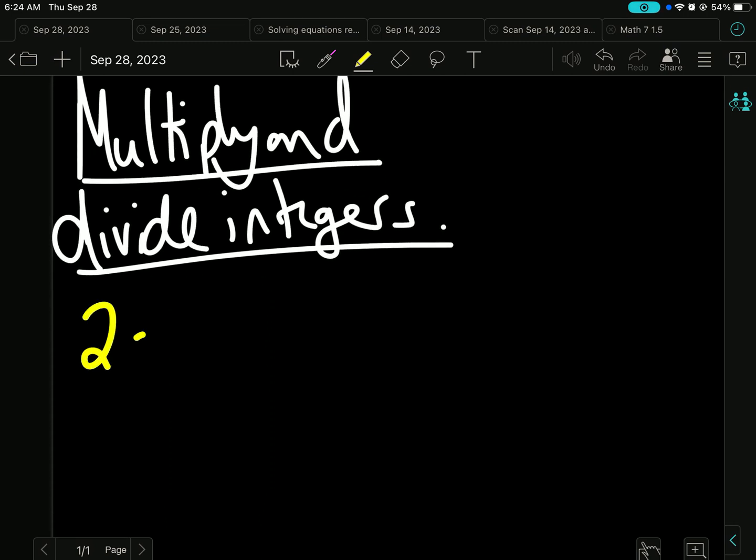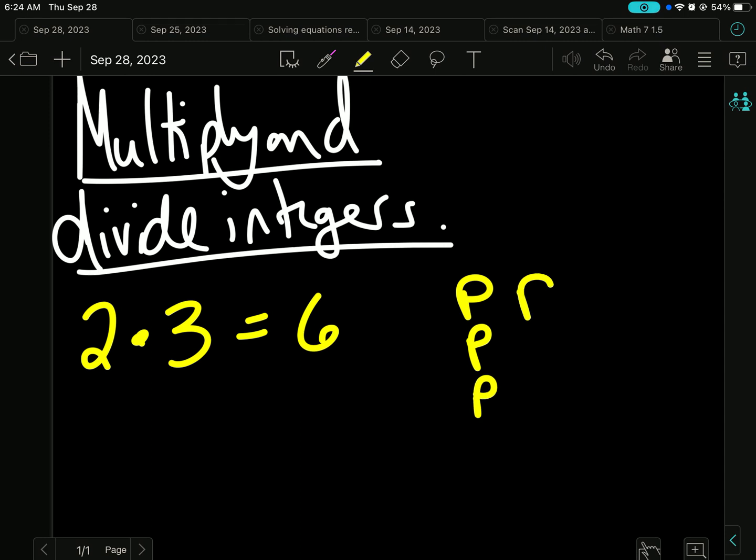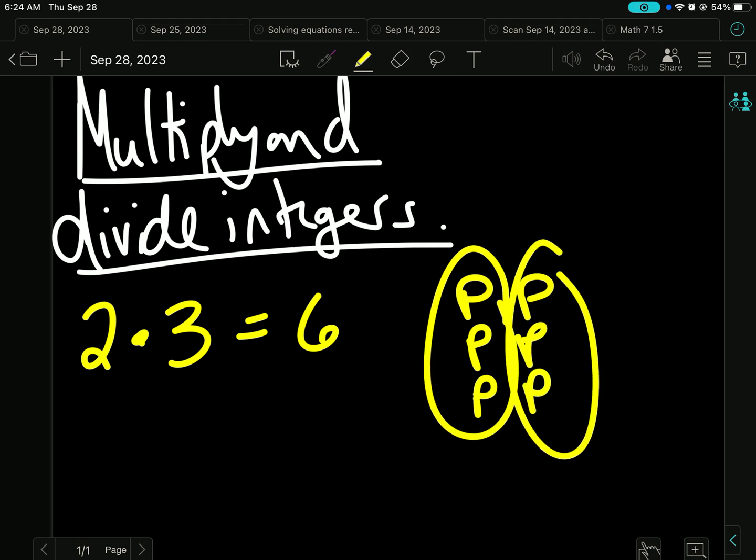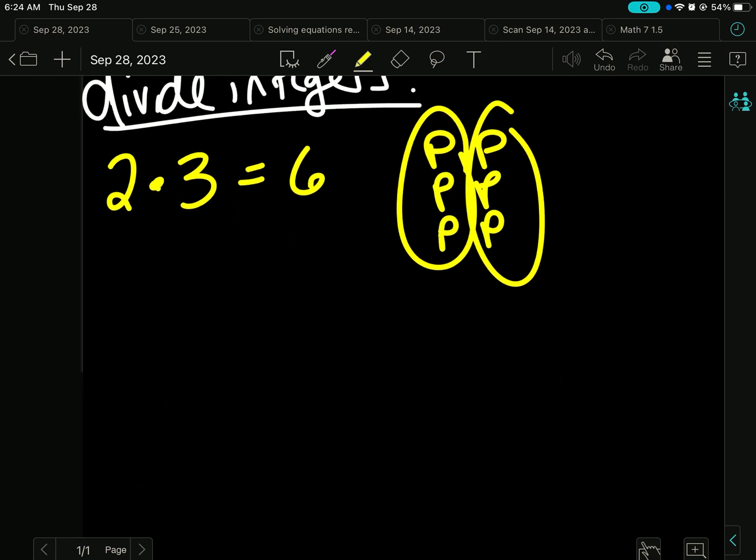We know 2 times 3 is 6. And we know that because if we have two groups of 3, we'd have a group of 3, and a group of 3. So that's 2 groups of 3, and we can count 1, 2, 3, 4, 5, 6. Okay? So that's how multiplying works. Now let's throw in a negative.